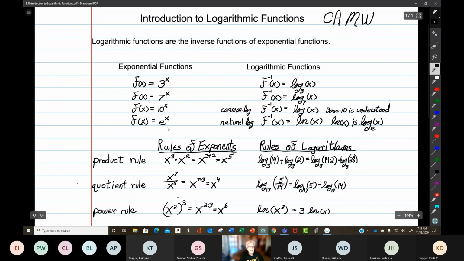And now here might be the most difficult to get used to. First, e is a number. It's about 2.7, but it really goes on forever. The decimal part goes on forever. Its inverse is the ln of x, the natural log of x. But what the ln of x really is, is log base e of x.